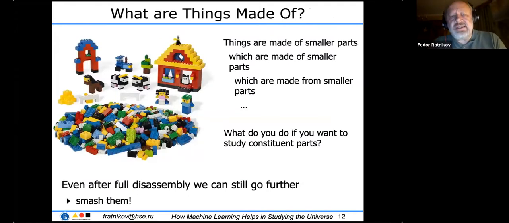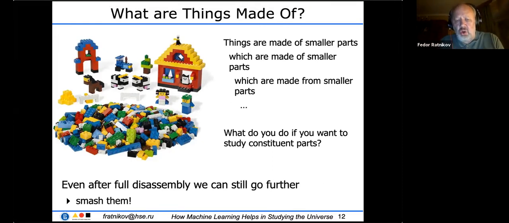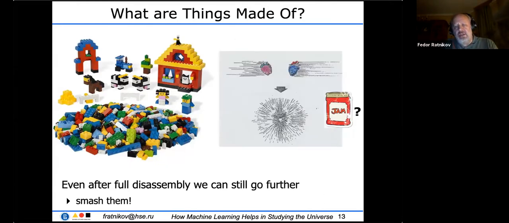Okay, so how can we study what things are made of? We know that things are made from small parts, which are made of smaller parts, et cetera. Is it an infinite loop? Apparently not. At some point we come to those parts which may not be destructed anymore. They do not contain smaller parts. Is that the end of the story? Not quite. We still can go further and just smash those objects. What should we get? Suppose we smash two bears, we should get something like jam, right?